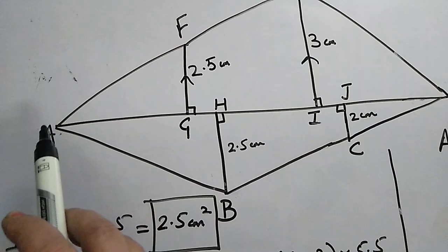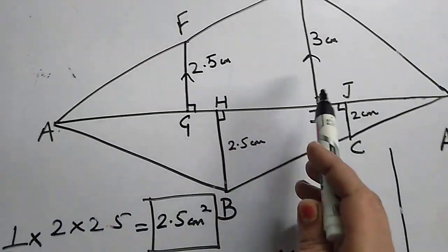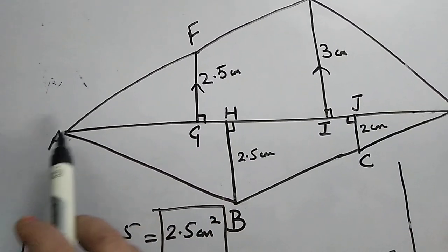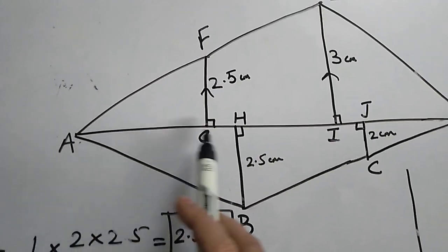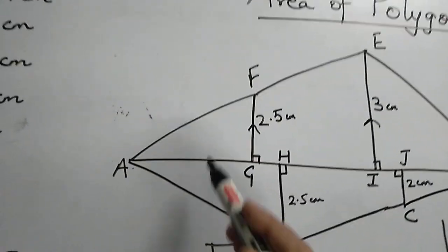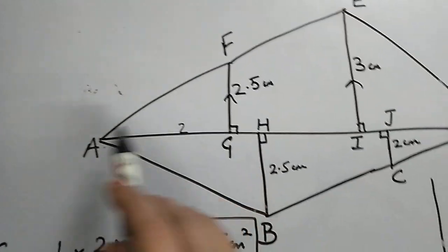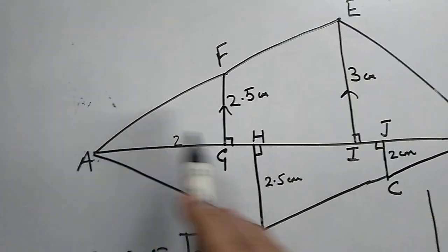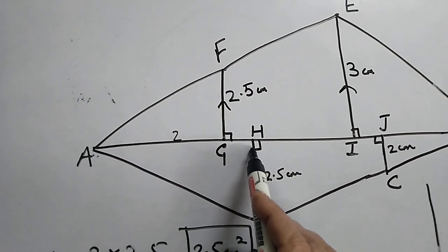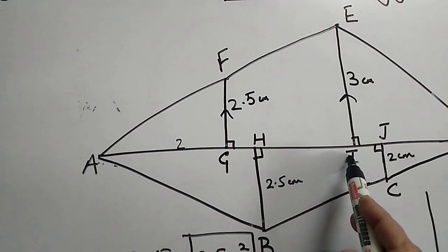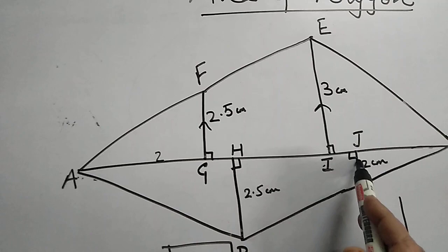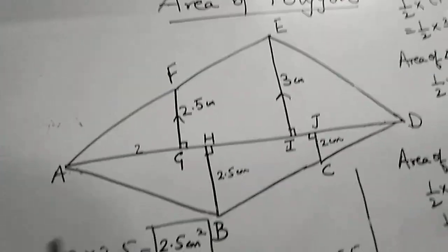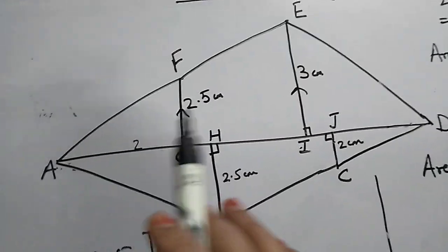Now they have given AI as 6 centimeters, AH is 4 centimeters, and AG is 2 centimeters. From A, all distances are measured. A to G is 2 centimeters, A to H is 4 centimeters, A to I is 6 centimeters, A to J is 7 centimeters, and A to D is 9 centimeters. Now let us find the area of all the figures separately.